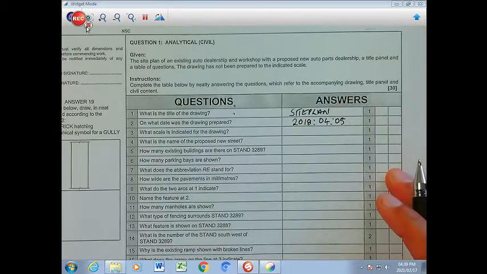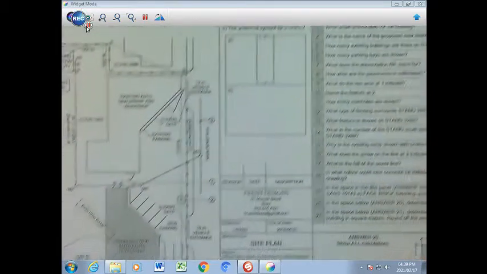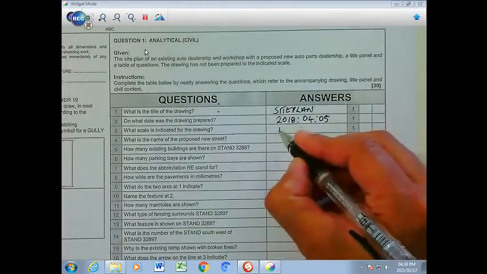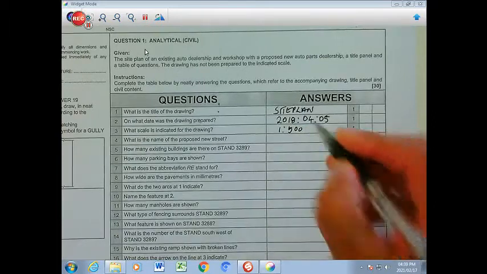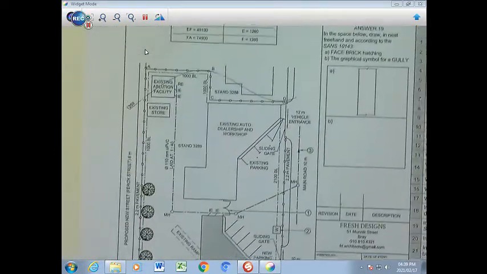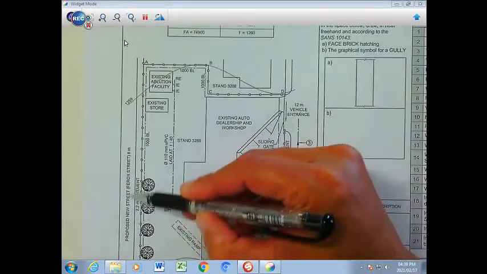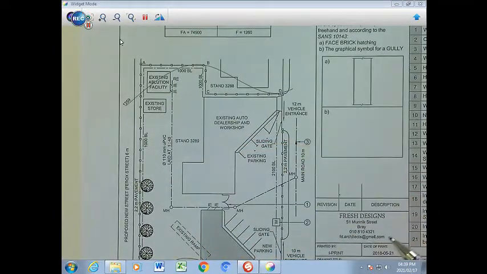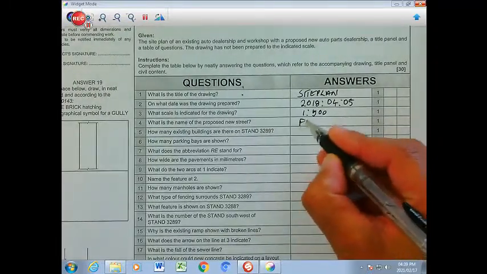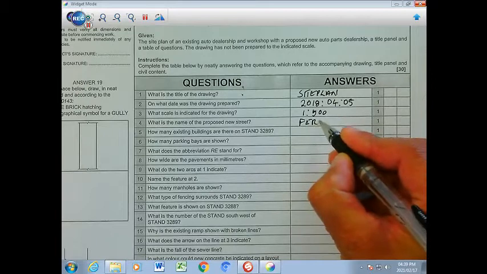We want the scale of the drawing, and that is clearly found under the site plan label there, 1:500. So that is your scale. And then what is the name of the proposed new street that you're going to find on your site plan? You will find that here. This is the proposed new street, and it's Ferox Street, and that's 6 meters in width. So we write here Ferox Street.